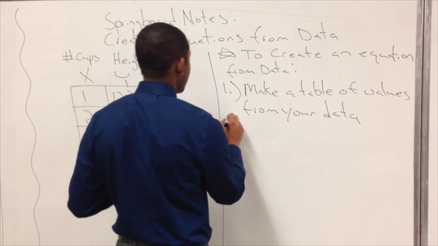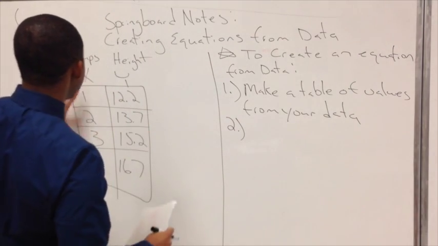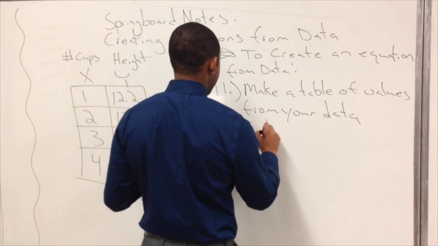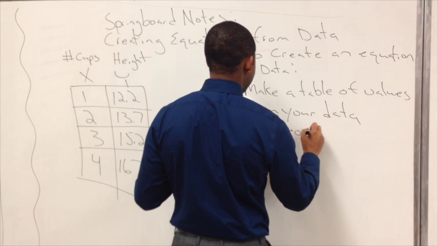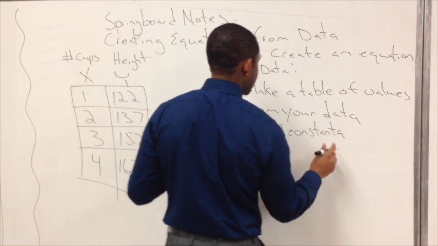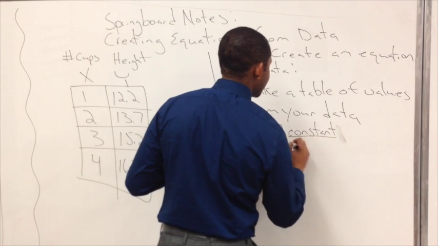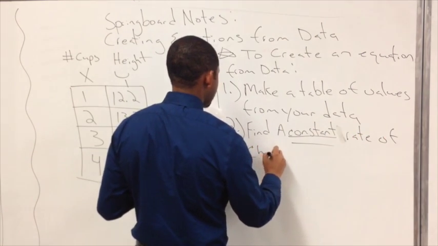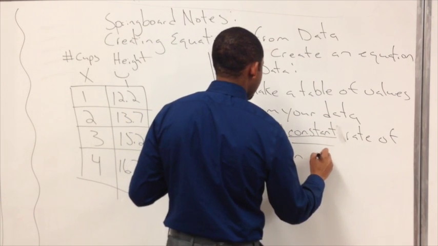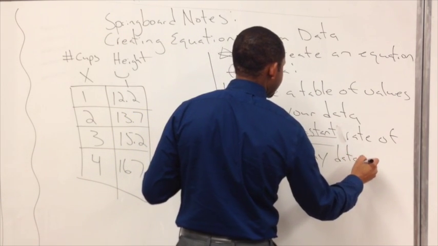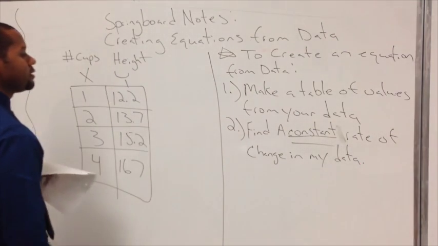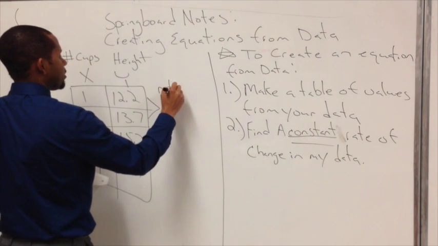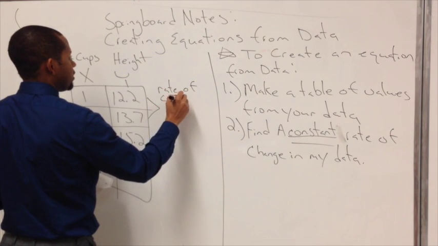Next, all right, what I want to do here, when I'm trying to create an equation for this, now I want to find a constant rate of change in your data, okay? Find a constant rate of change in my data, right? So that's when I'm going from here to here. What's the rate of change? Here's my rate of change.